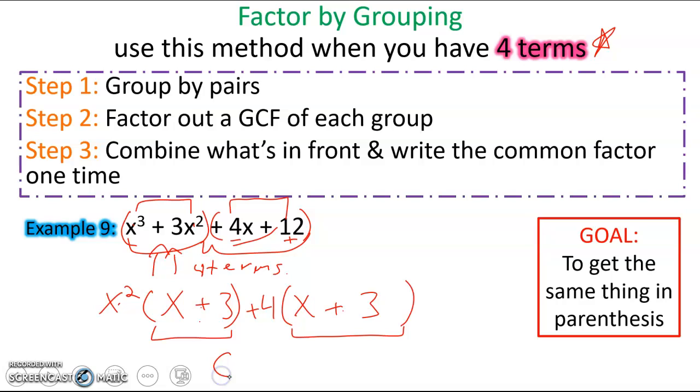Once I get to this step, I can write 2 parentheses here, and then I combine what's on the outside. I combine those 2 terms, the x squared and the plus 4, into 1 parentheses. And then whatever I had on the inside of the parentheses, the x plus 3, the x plus 3, I just bring one of those down into its own set of parentheses, and that is my final answer right there.